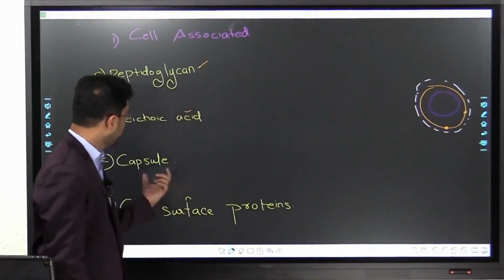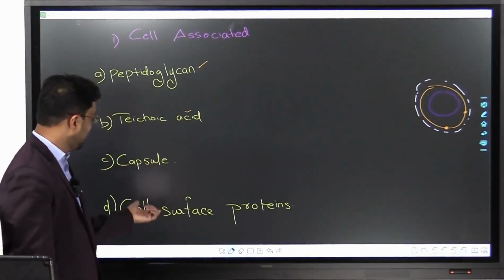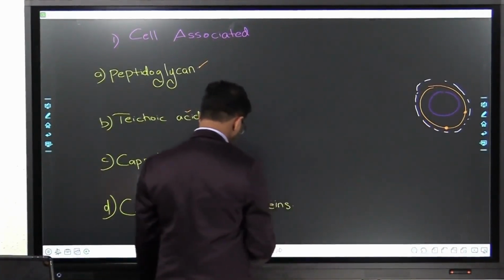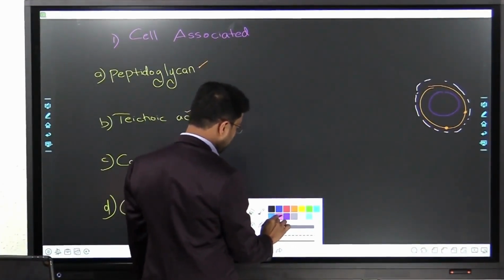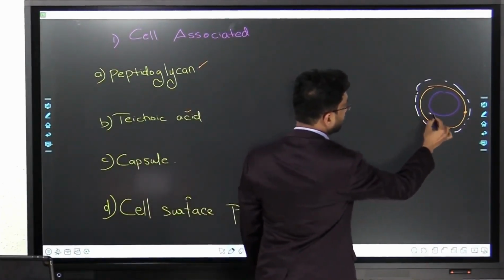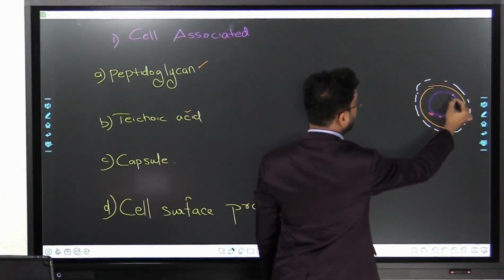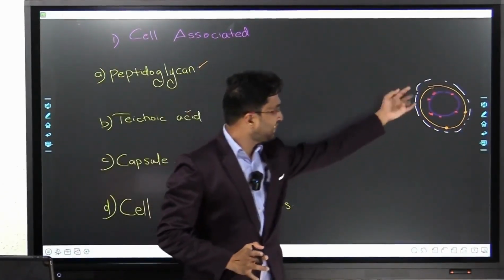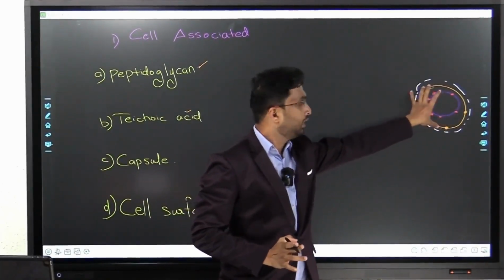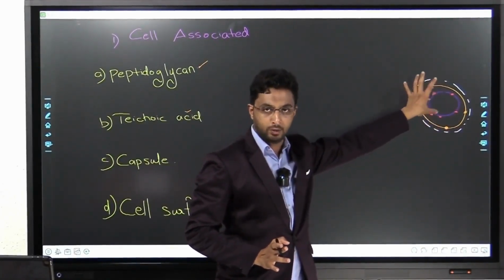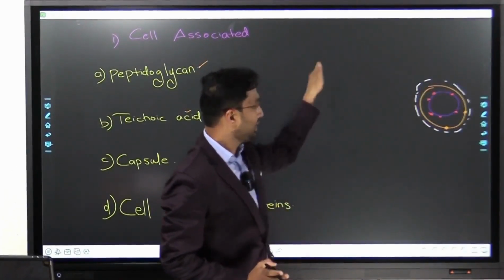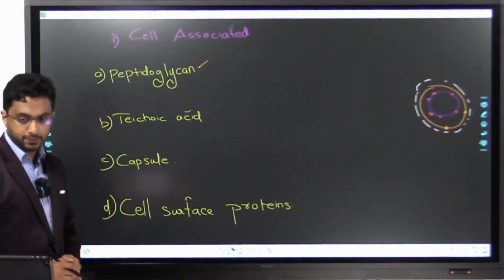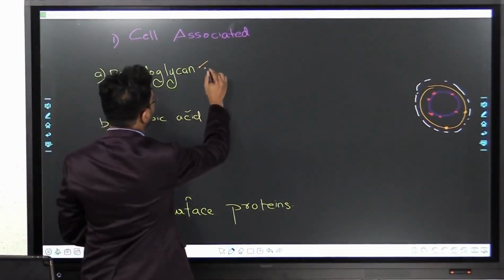Okay, so this is another virulence factor, and there are some proteins on the cell surface. So this is the cell surface, and you have cell surface proteins. These are virulence factors. So one is outside, the cell surface proteins. Then you have peptidoglycan and teichoic acid, components of the cell wall. Then you have the capsule outside that. Each of these has some specific functions, of which the first one is peptidoglycan.